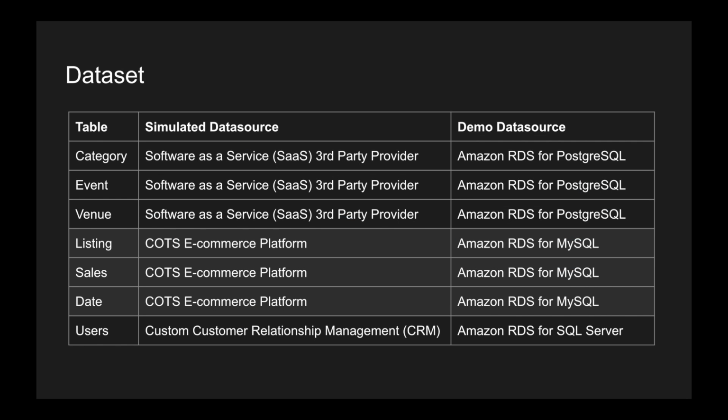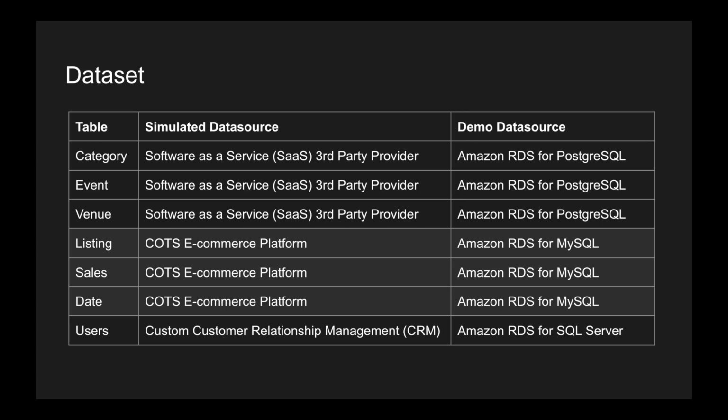A data lake typically contains data from multiple data sources, each with different data storage formats, protocols, and connection methods. To simulate this, I have split the ticket database into 3 separate data sources. Each data source represents a different enterprise system. To simulate these 3 enterprise system data sources, I've created 3 different Amazon RDS instances, each using a different database engine. The categories, events, and venues are all contained in an Amazon RDS for PostgreSQL database.